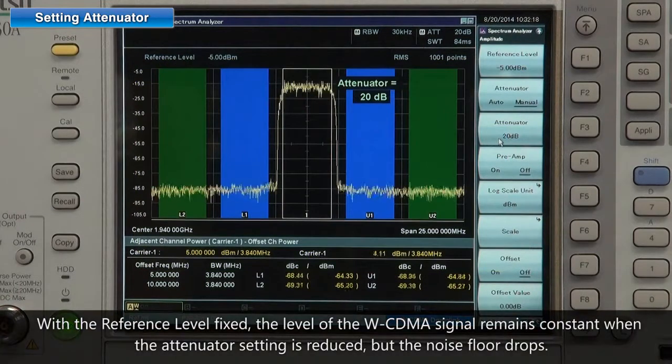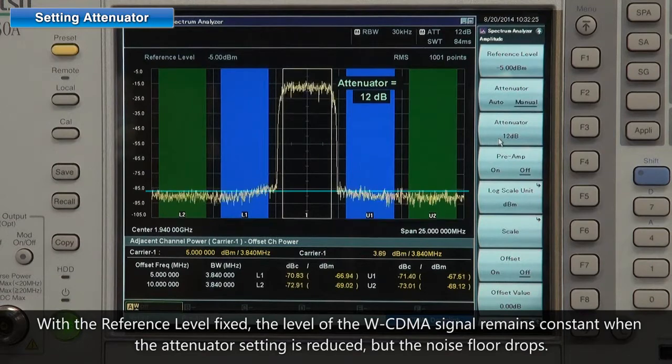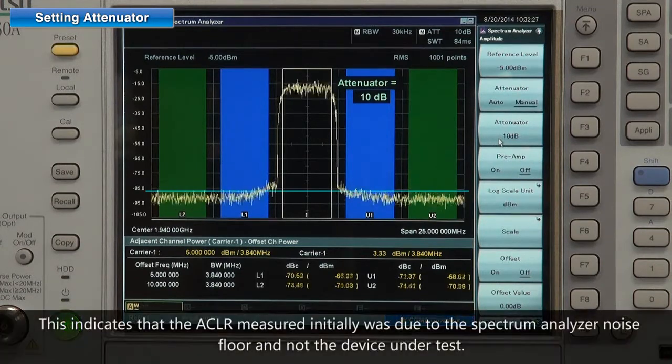With the reference level fixed, the level of the WCDMA signal remains constant when the attenuator setting is reduced, but the noise floor drops. This indicates that the ACLR measured initially was due to the spectrum analyzer noise floor and not the device under test.